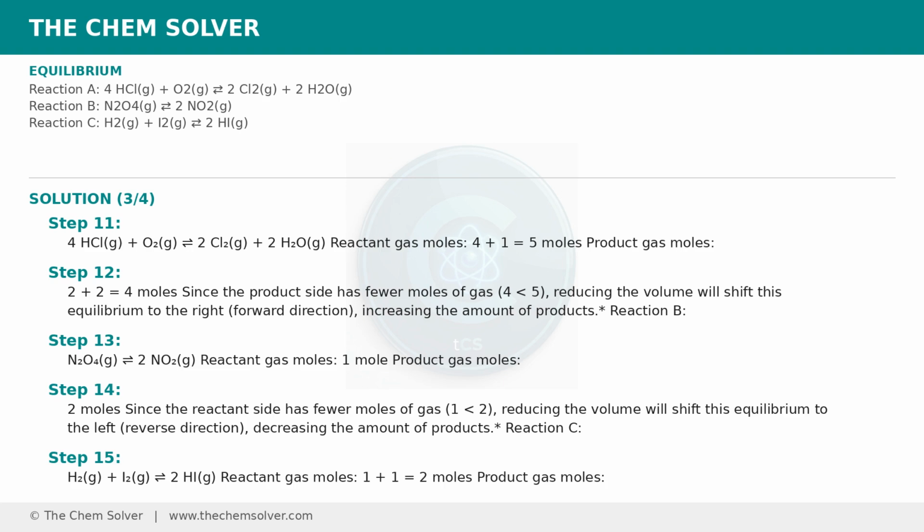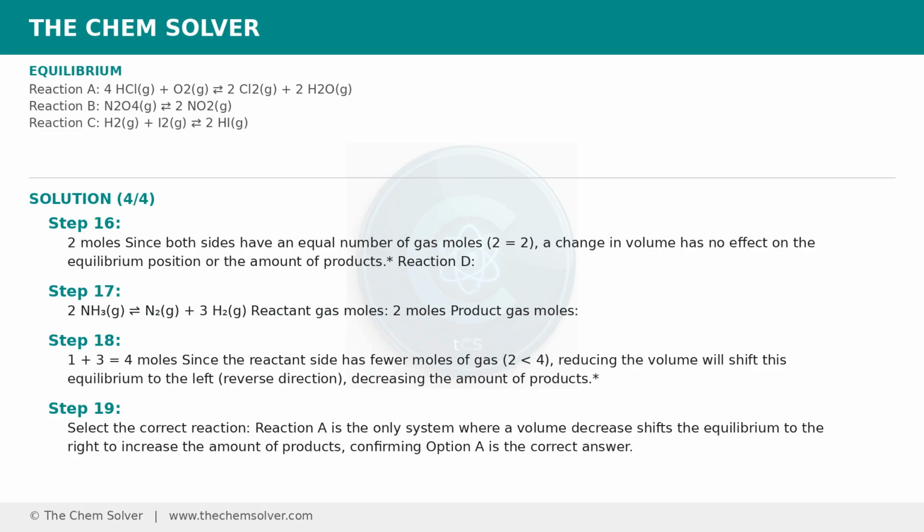Reaction C. H2 plus I2 is in equilibrium with 2HI. Reactant gas moles: 1 plus 1 is equal to 2 moles. Product gas moles: 2 moles. Since both sides have an equal number of gas moles, 2 is equal to 2, a change in volume has no effect on the equilibrium position or the amount of products.